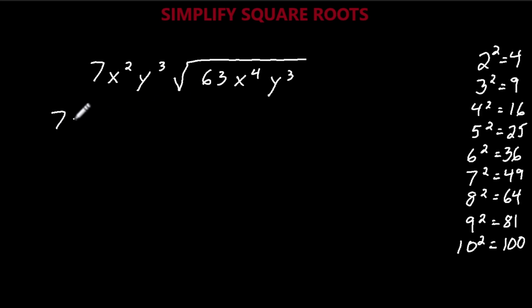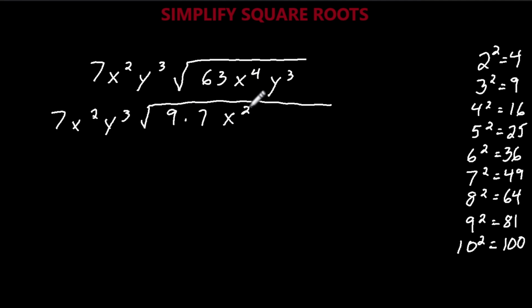So on this one over here, I see what's underneath. I'll just bring down 7x squared y to the 3rd, and then I'll expand what's underneath. 63 is 9 times 7, 9 being a perfect square. And then the x to the 4th is going to be a perfect square. x squared times x squared is x to the 4th. And then y to the 3rd is y squared times y to the 1st power. So I'm going to bring out the pieces.